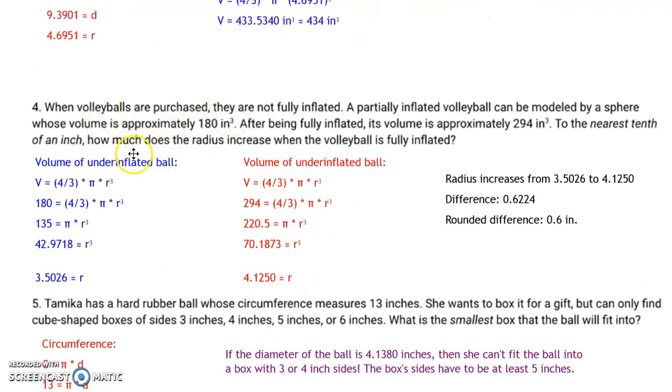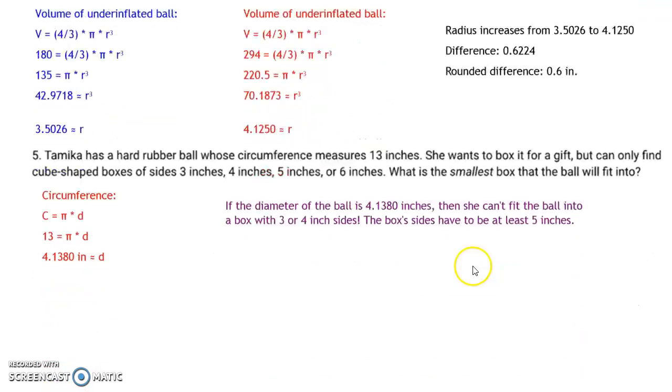The volleyball problem gives us 2 different volleyballs and says, well, this volleyball has 180 inches cubed inside of it as its volume, and this one has 294. We simply solve both of them to find the 2 radii, and it asks us what's the difference, how much does the radius increase? It increased by 0.6. No big deal.